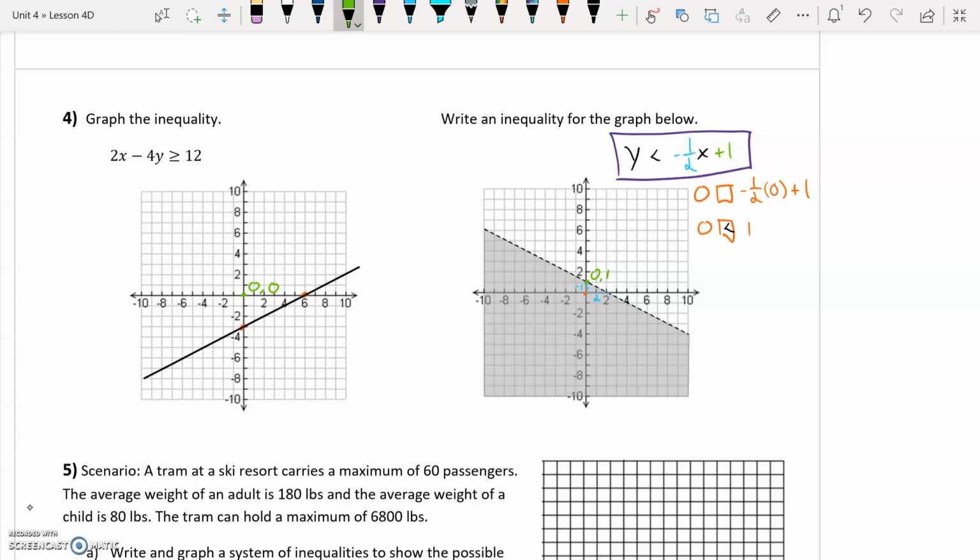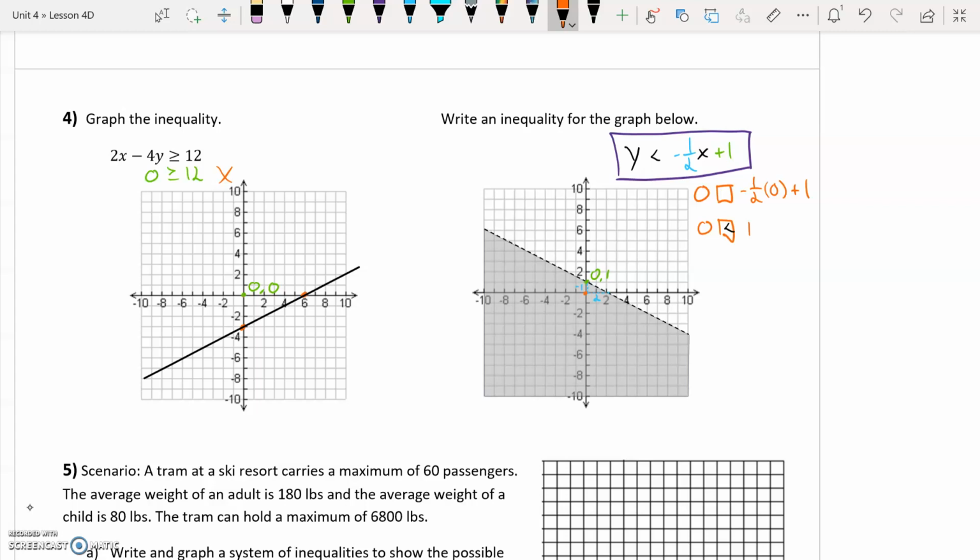So if I put 0, 0 into my inequality, I get 2 times 0 minus 4 times 0 is greater than or equal to 12. And so when I put 0, 0 in, that just makes the left side 0. The right side is still 12. Now notice that is not true. 0 is not greater than or equal to 12, which means points, including the origin, on that side of the line make this inequality false.